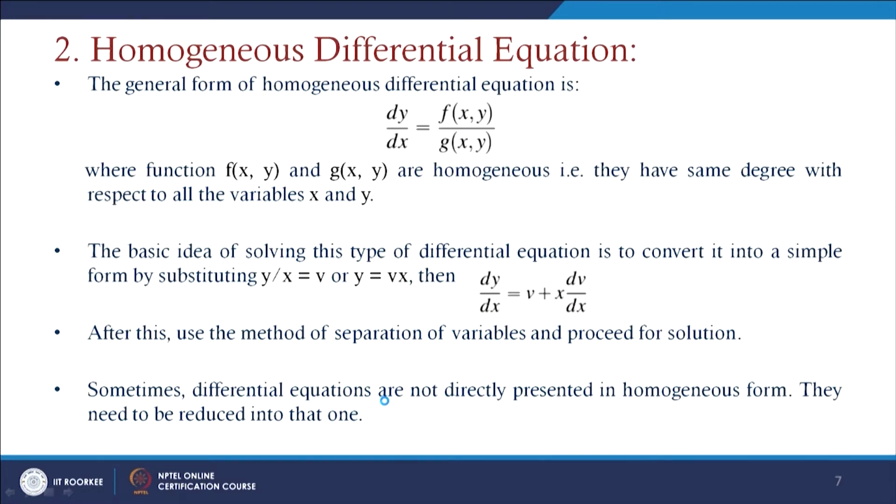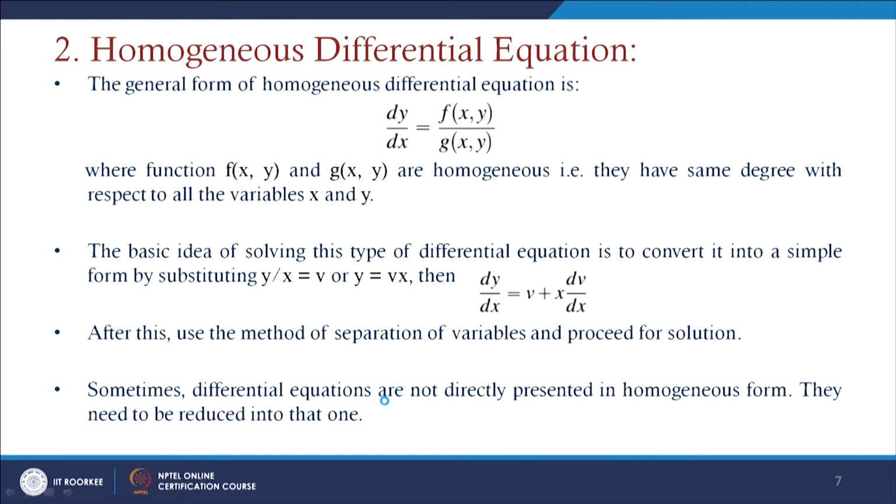So next we will go for the homogeneous differential equation. The general form of a homogeneous differential equation is dy by dx equals f of xy by g of xy, where the functions f of xy and g of xy are homogeneous. Homogeneous means that all terms have the same degree with respect to all the variables x and y. So if x and y are multiplied, we consider the degree as 2. If it is x square y, we consider the degree of that term as 3.